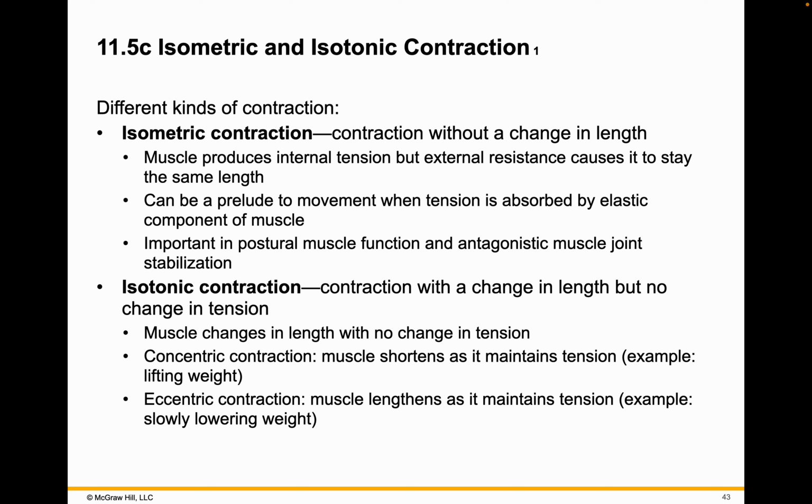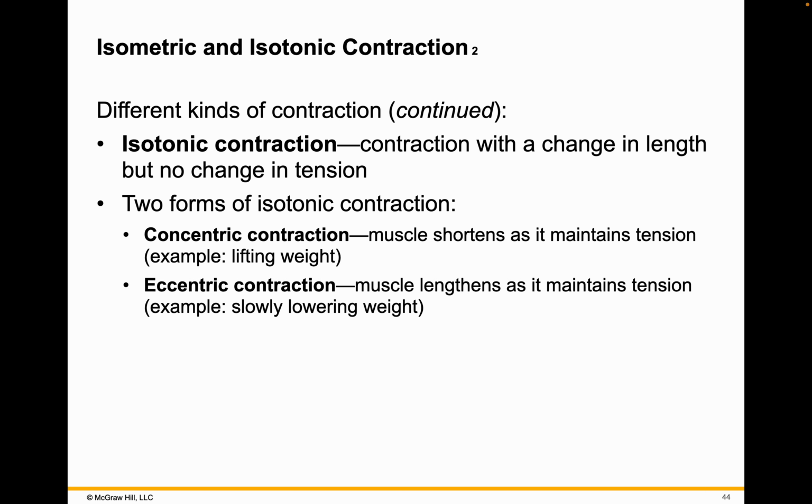We have isotonic contractions, which are contractions which change the length, but no change in the tension. So the muscle changes in length with no change in tension because the muscle gets shorter as it maintains tension. So if we are lifting a weight, we can also have eccentric contractions, if the muscle lengthens as it maintains tension. When you are setting down those weights, those are both forms of contraction. In an isotonic contraction, we get contraction with a change in length but no change in tension. They can be concentric or eccentric.